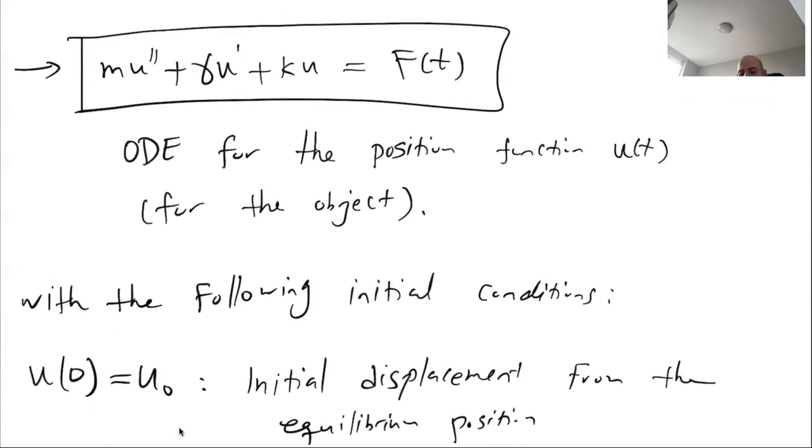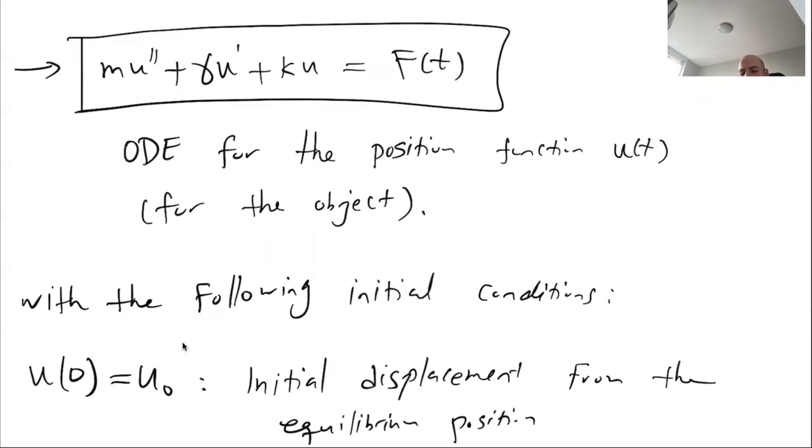So we have two initial conditions and one second order linear ODE, which can be homogeneous or non-homogeneous, depending on whether f of t here is 0 or non-zero. This f of t, if you remember, is the external force. It might be 0, might be non-zero. If it's 0, then we will have a homogeneous equation. If it's non-zero, we will have a non-homogeneous equation.